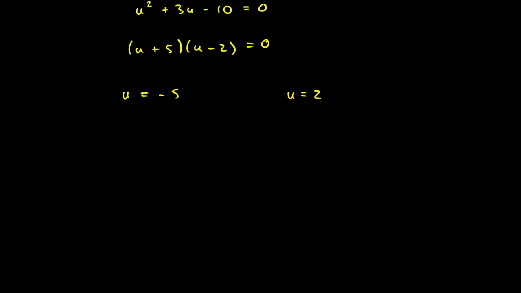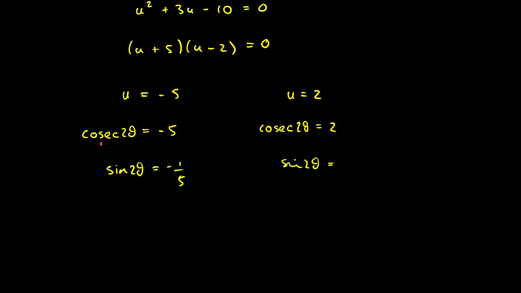And of course, u is equal to cosec of 2 theta. So cosec 2 theta is equal to negative 5, and cosec 2 theta is equal to positive 2. Now, what is cosec? We always look at the third letter, right? So the third letter is s. So cosec is 1 divided by sine. So 1 divided by sine 2 theta is equal to negative 5, which means that sine 2 theta is equal to 1 divided by negative 5, or negative a fifth. And similarly over here, sine 2 theta is equal to a half.